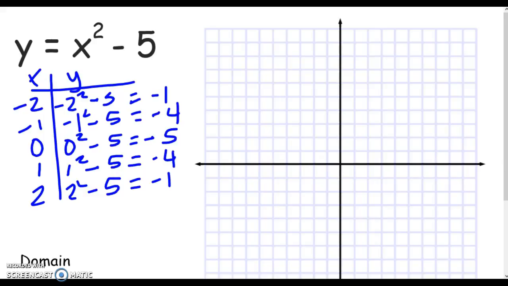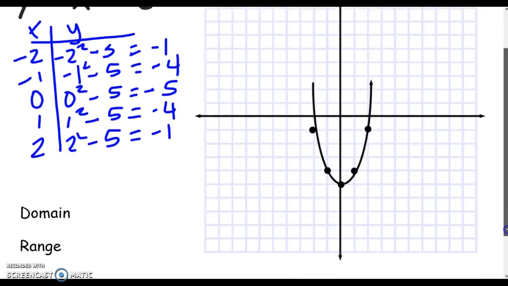-2, -1, -1, -4, 0, -5, 1, -4, 2, -1. Again, I'm going to go ahead and graph my parabola. And I can move from there. My domain is going to be all reals.